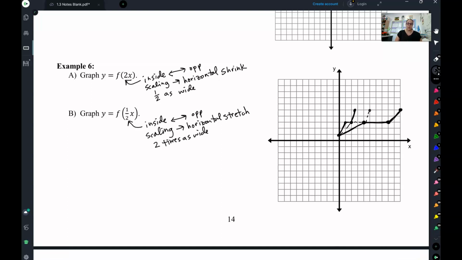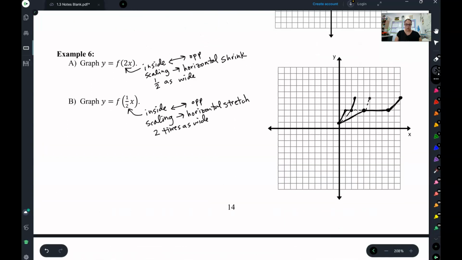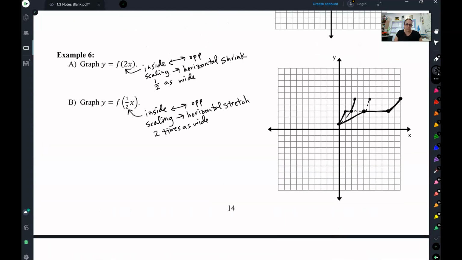So that is how we work when they're inside. We have an example of a shift, a reflection, and a scaling for you. In the next video, we're going to start to do multiple transformations at the same time, and we're going to start working with our parent functions. And we'll see how that works.